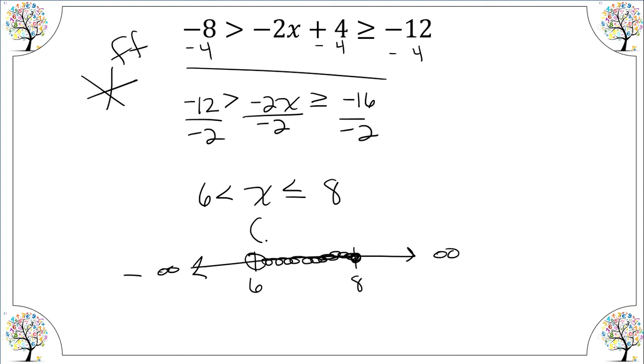6 is not included, so we need a parentheses. And remember, your comma represents the shading. And then we have 8, and then the closed circle means it is included, so it's a bracket. So when we have the half of the equal sign, we have a closed circle, we have a bracket. When we don't have an equal sign, we have an open circle and a parentheses.